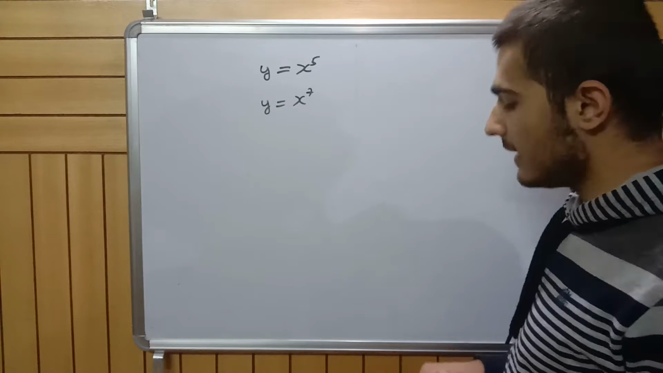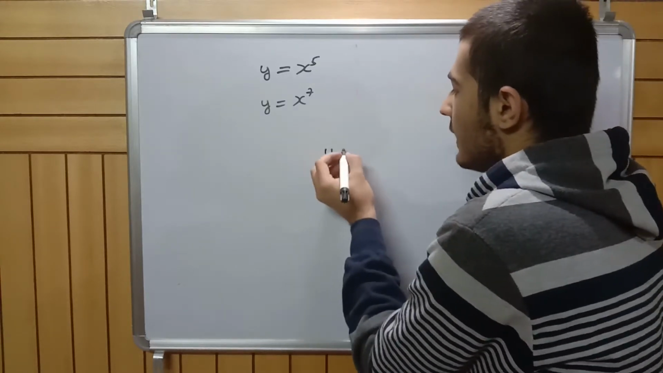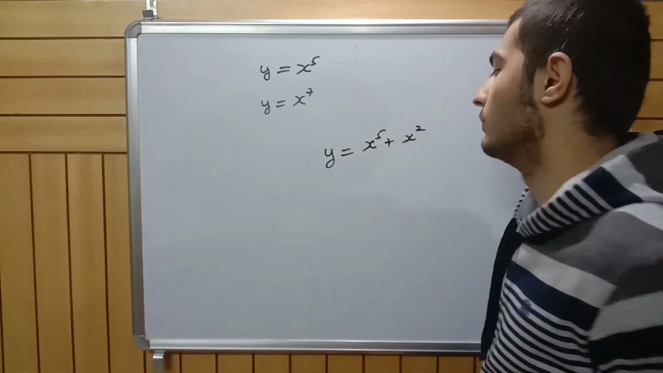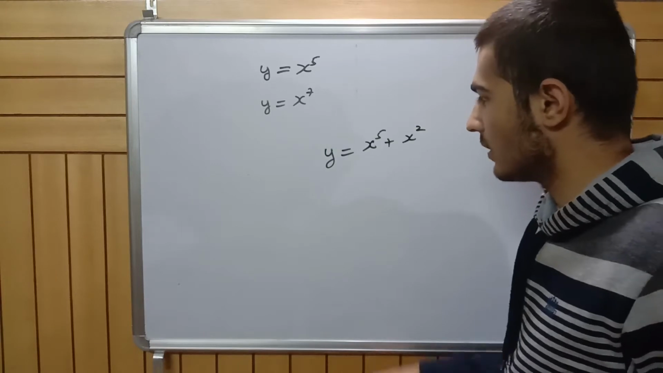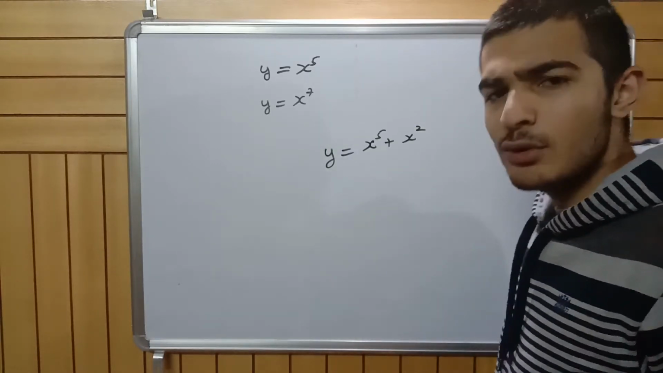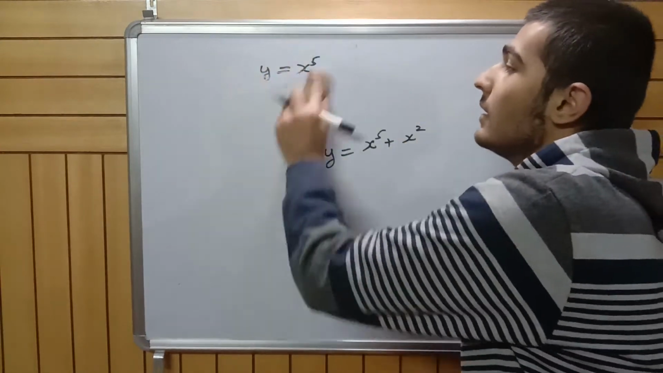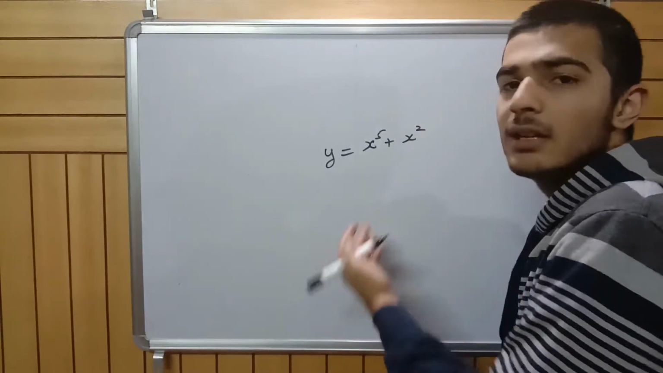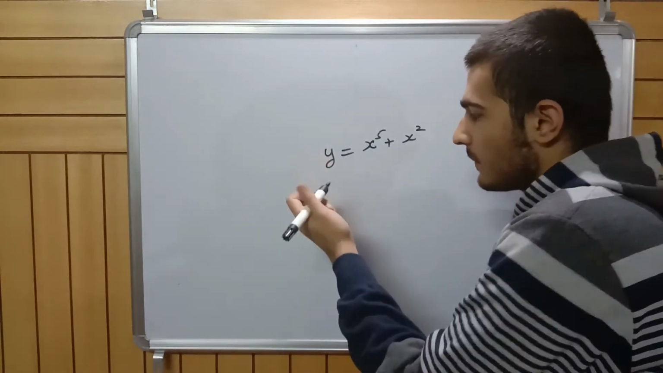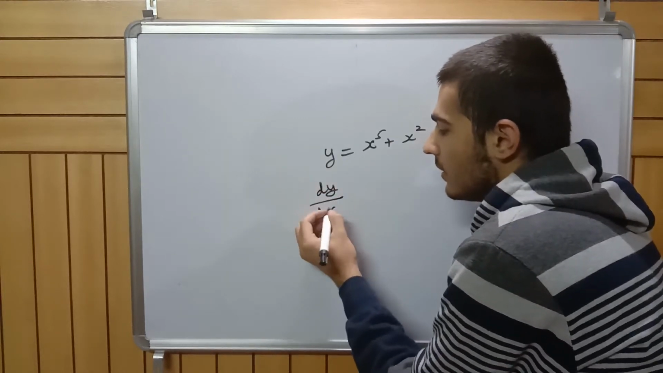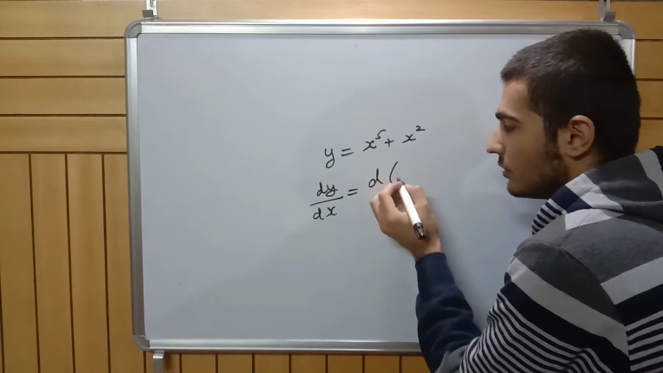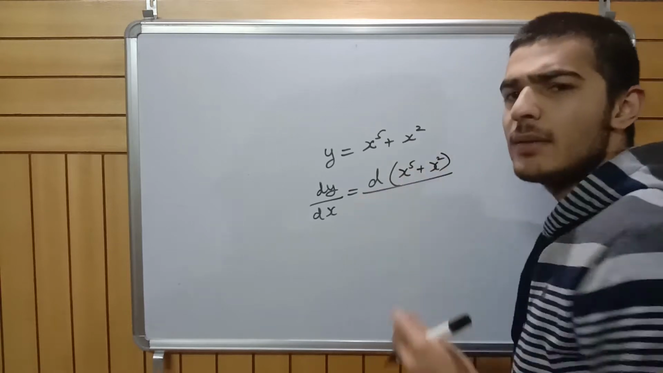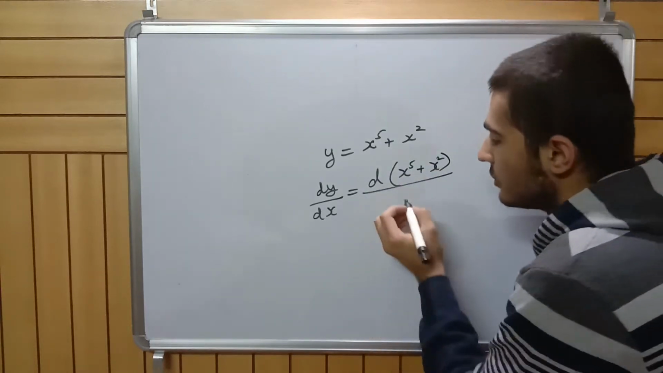For example, if I ask you the derivative of y equals x raised to power 5 plus x raised to power 2, how do you find the derivative of such a thing? I won't go into the exact details, but when we differentiate such a function, we say differentiate both the sides. So we simply get dy by dx this side, and here how do we write this d? A small change in the whole function, we just write inside the bracket. I'm just trying to tell you the whole procedure by which we go.